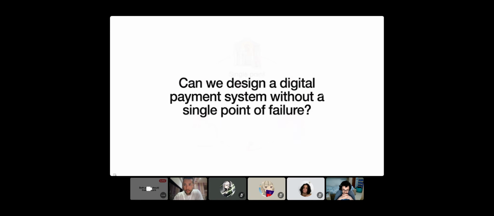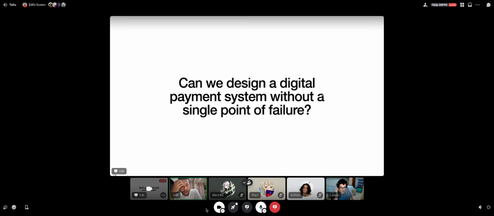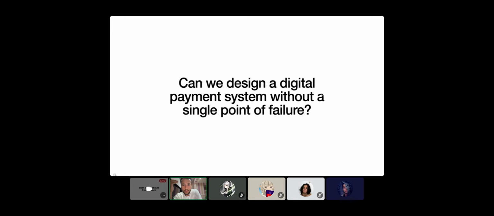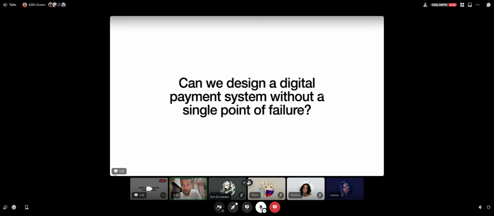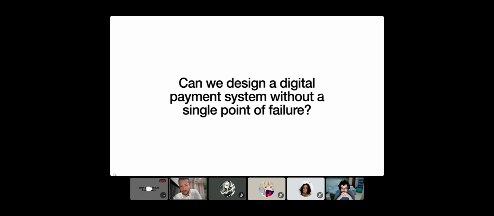So the whole question that Bitcoin is trying to answer is, can we design a digital payment system without a single point of failure? And you see, it's not about banks themselves, right? It's about not having single points of failure. Or can we make digital transactions without the need to rely on a third party? Can we do peer-to-peer digital transactions? This is the question that Bitcoin is proposing to solve.